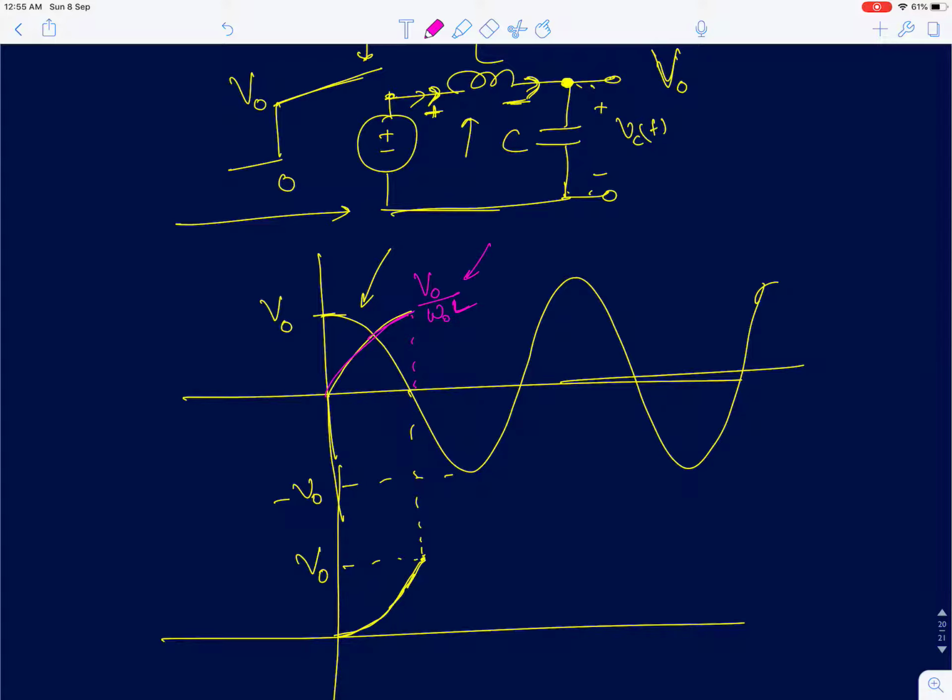I am not writing the final result, but you can simply take Laplace transforms and very easily show this result. It will be V0 by omega naught L, where V0 is the peak voltage. You have to divide it by the impedance of the inductor, which is omega naught L, and you get the peak value of the current. Now this current is flowing in this direction, so it will charge the capacitor further and take the voltage to 2V0. So the voltage across the capacitor will actually go to 2V0. At that point the current through the inductor will come to 0.